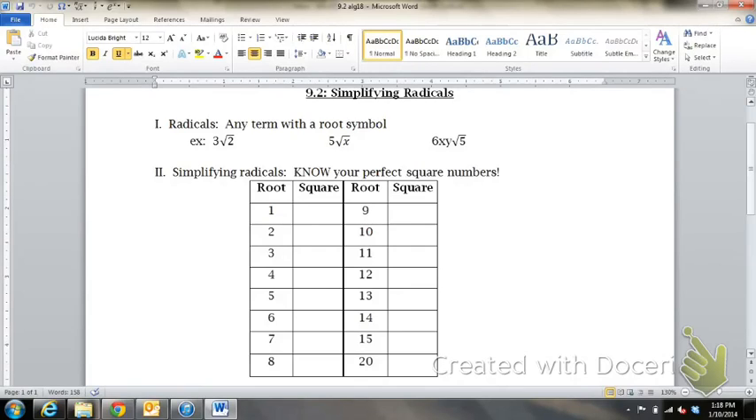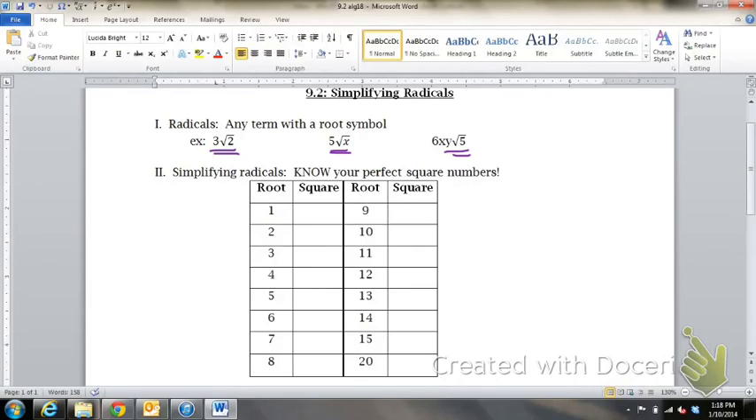But it's anything with this little square root looking symbol in it. That's a radical term. So whenever you hear radical, it just means the little root symbol. Now, we're going to simplify radicals.